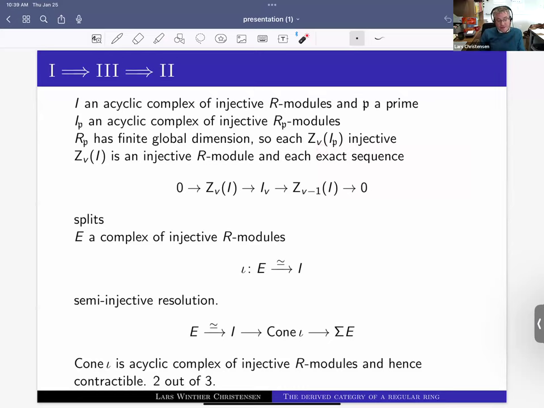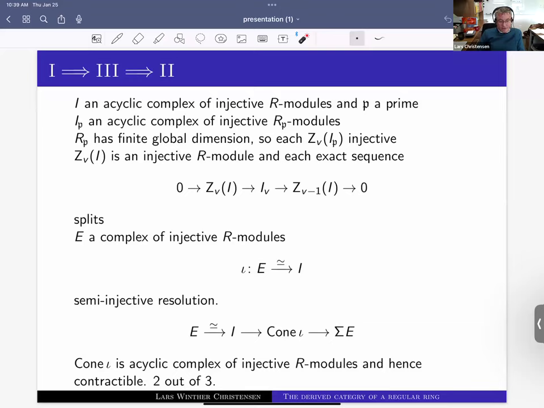And now injectivity is something that can be detected locally. So this means we don't need to jump through hoops like the one with the Benson-Goodall result. We can just conclude that the cycle modules in the complex of injectives are themselves injectives. And therefore, all of these exact sequences that the complex breaks into, they all split. So every acyclic complex of injective modules ends up being contractible. All of these ones split.